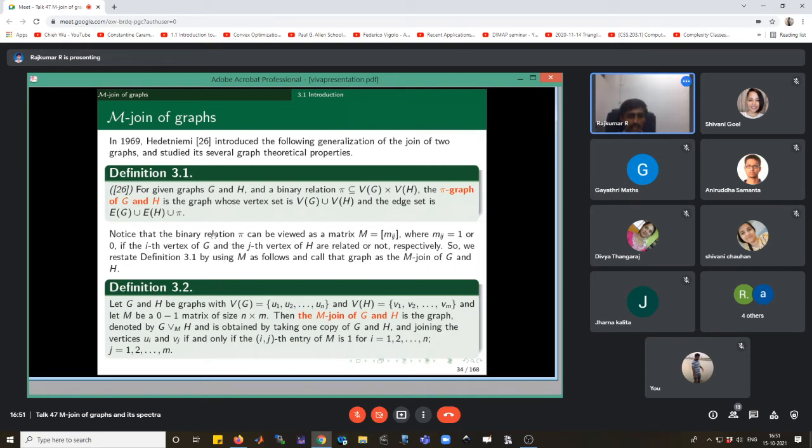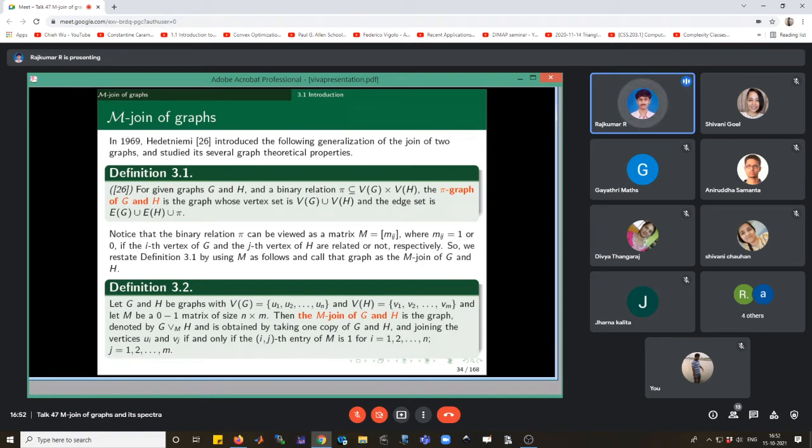Notice that this binary relation pi can be viewed as a matrix M equal to (Mij), where Mij equals 1 or 0 according as the ith vertex of G and the jth vertex of H are related or not. If the ith vertex of G and the jth vertex of H are related in the binary relation, the corresponding entry of the matrix will be 1. Otherwise, it will be 0. So we can view this binary operation in matrix form.